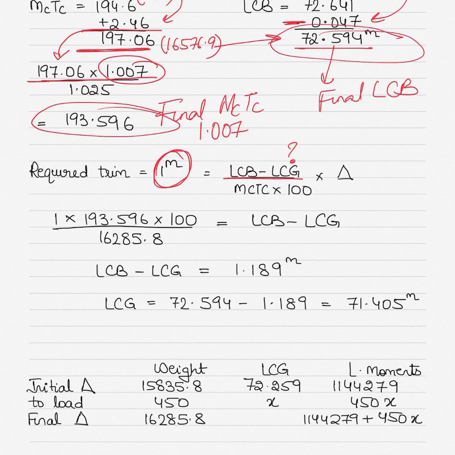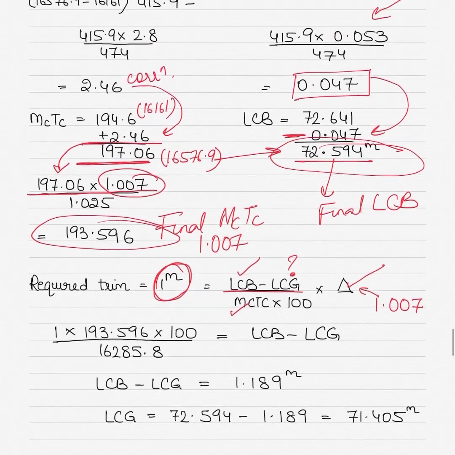Again, you are finding out the final LCG after the loading operation is over, because you found out the LCB, you found out MCTC, you also know the displacement. And this is all, remember, for 1.007. So the displacement you will use will be for 1.007. The MCTC, the LCB, all should be for 1.007.